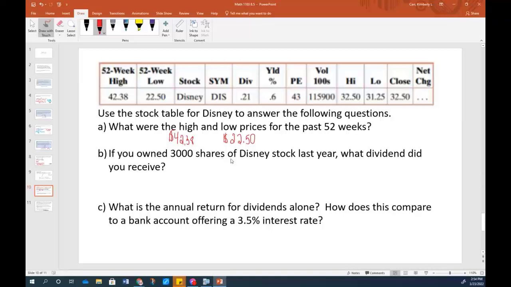Now, if you owned 3,000 shares of Disney stock last year, what dividend did you receive? Well, if you look in the dividend heading, it says the dividend paid was 21 cents per share. So in order to calculate that one, we're going to take the 21 cents per share times the 3,000 shares. And that comes out to $630.